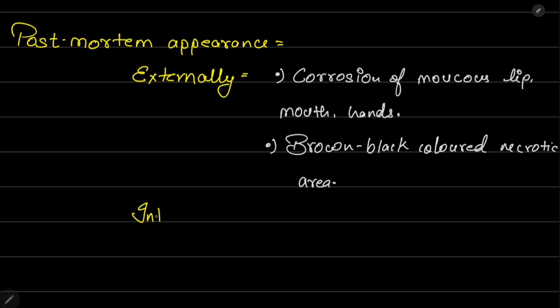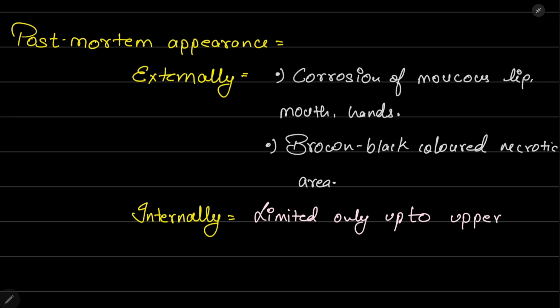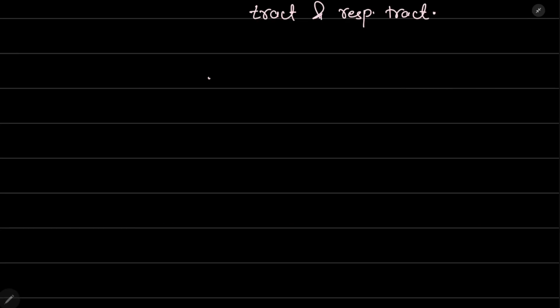Now internally, the effects of the poison are limited only to the upper digestive tract. Only the upper digestive tract and respiratory tract are affected. Nothing beyond the level of the pylorus is affected, or very rarely, in sulfuric acid poisoning. What will be the findings internally? There will be several interstitial hemorrhages.